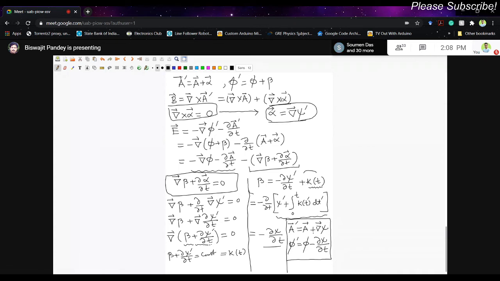So even though we have added something to A and phi, it is not going to affect the physical quantities like the electric field and magnetic field. This is called a gauge transformation, and we shall exploit this freedom, the gauge freedom, to simplify our equation so that the solutions become easier. So let us first talk about the Coulomb gauge, the simplest gauge that one can think about.